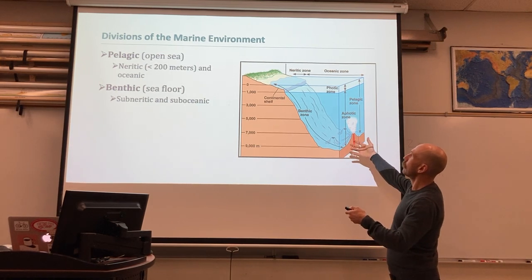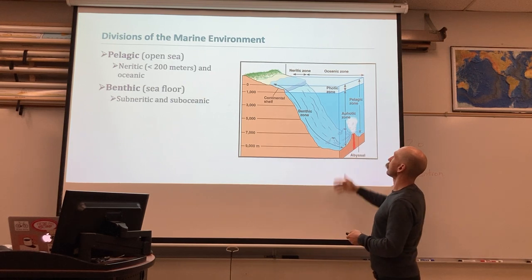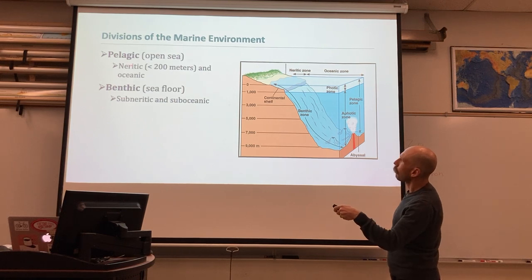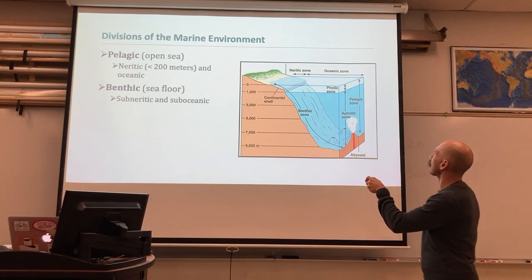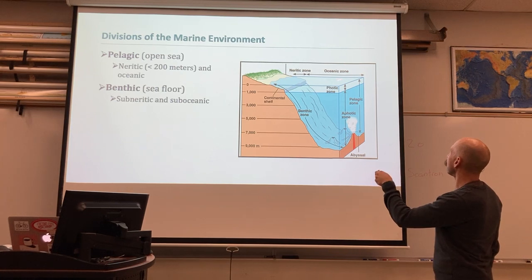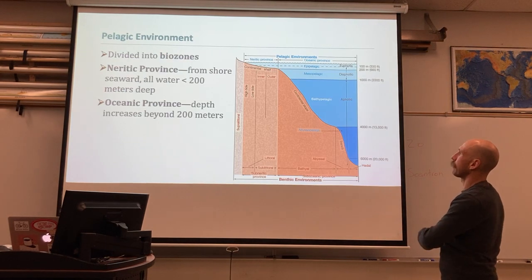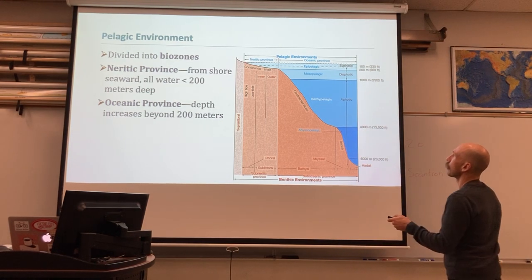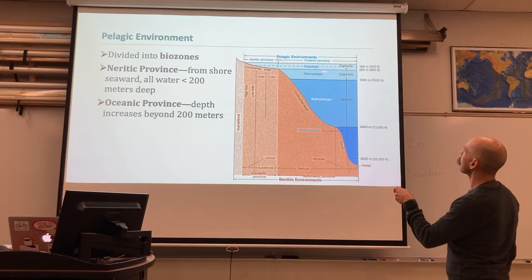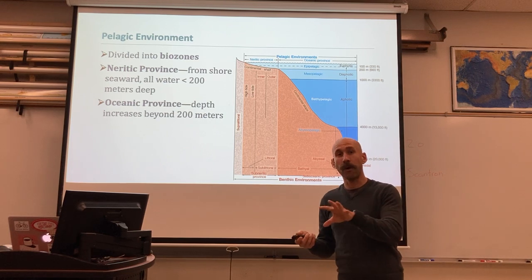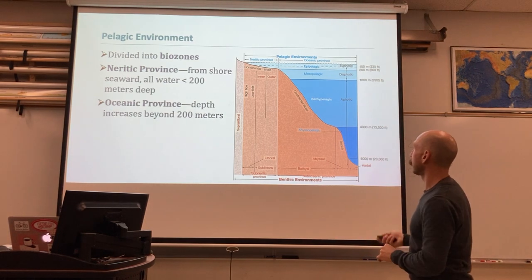So we've got divisions of the marine environment. We've got the benthic seafloor and the pelagic, the open sea. Part of the pelagic is the neritic, less than 200 meters, and oceanic. So we talked about neritic, nearshore, pelagic, offshore. Now we're talking about the open sea and the bottom of the ocean. Pelagic environment has biozones, provinces, the neritic province, the oceanic province. So now we're getting into classification details of different components of the marine environment.